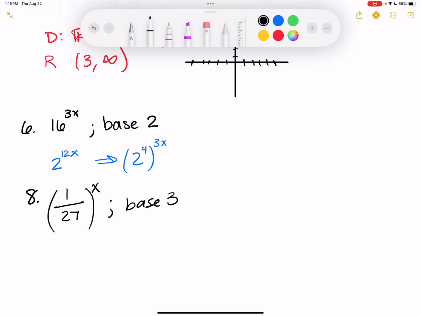All right, so 1 over 27 raised to the x in base 3. Well, 1 over 27 is like 3 to the negative 3. Yep, so we need to have that negative exponent. So this is going to be 3 to the negative 3. Oops, wrong color.